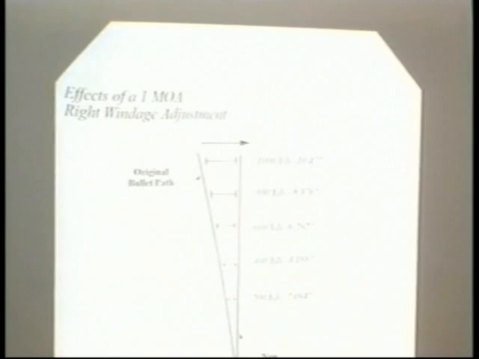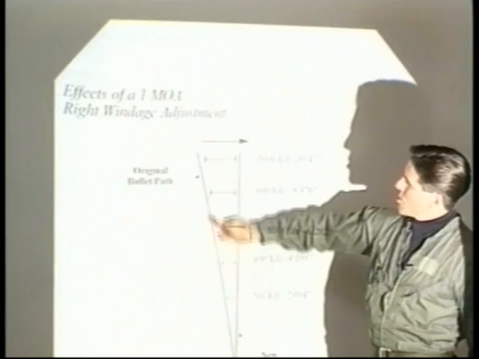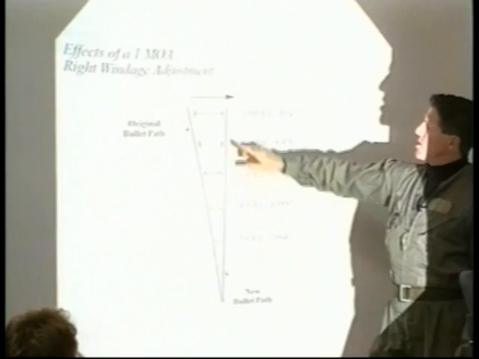Okay, original bullet path. Bullets traveling down this path, and we decide to go ahead and dial in 1 minute of angle, right windage adjustment. We want the point of impact to move over. Again, this is in your notes.